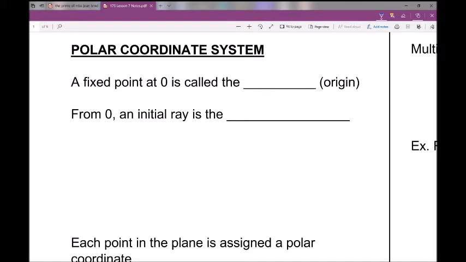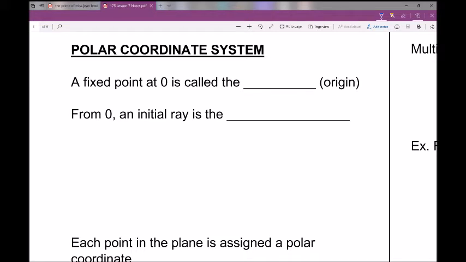Hey guys, so this is lesson 7. We're going to kind of switch gears here a little bit. For most of the class, we've been talking about trigonometry, trig equations, trig identities, trig functions. Now we're going to switch gears a little bit.